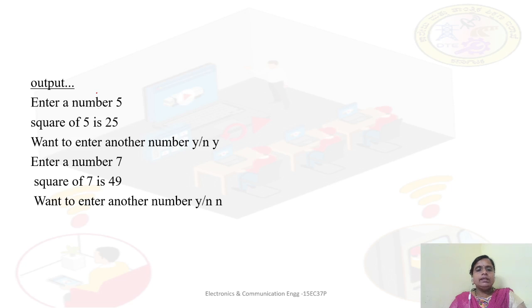See here, I have entered the number as 5, and the square comes out to be 25. Want to enter another number? Yes, I am giving the value as y. Then again we enter the number 7, and the value is 49. Want to enter another number?